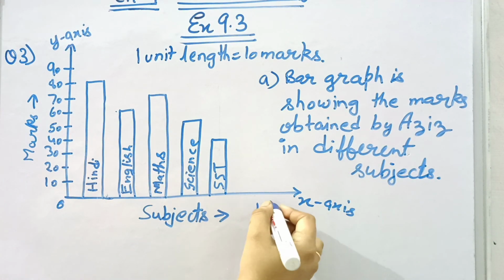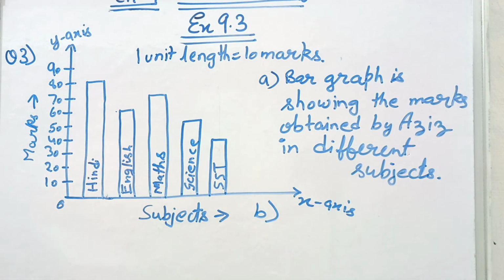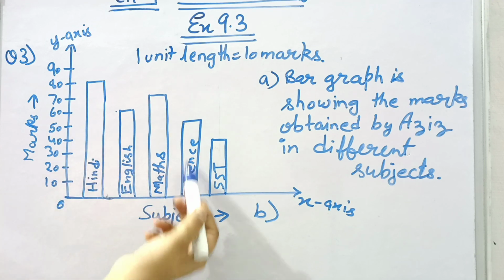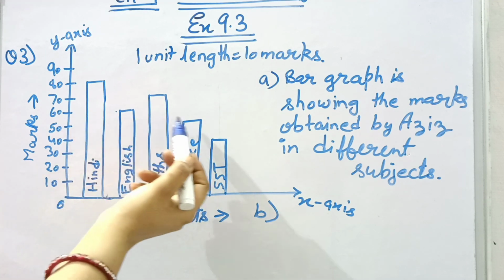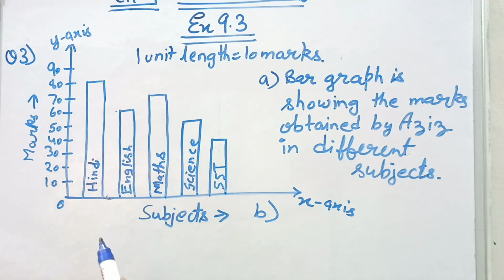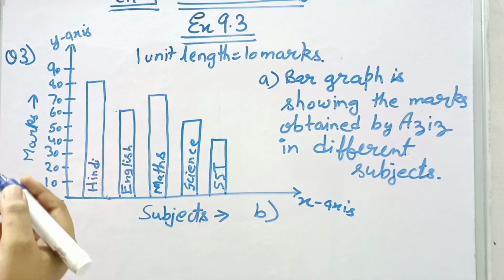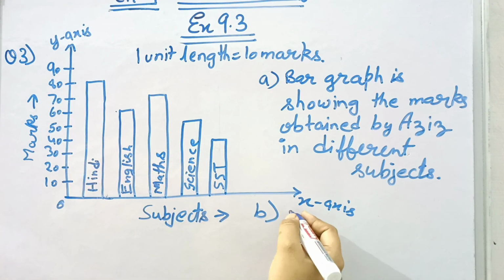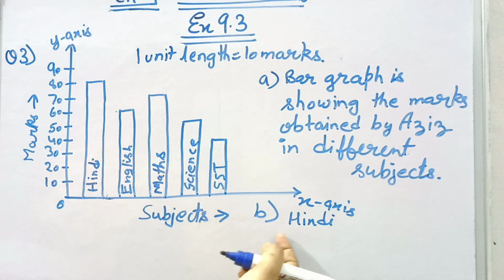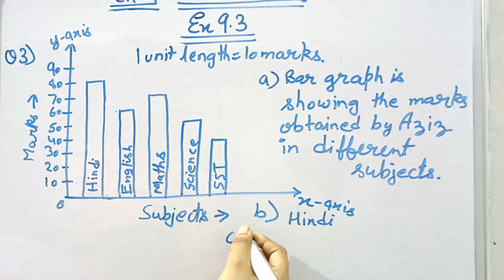Second question is, name the subject in which Aziz scored maximum marks. So we can see that in SST Aziz scored 40 marks, in science Aziz scored 50 marks, in mathematics he scored 70 marks, and in English he scored 60 marks. Then in Hindi he scored 80 marks. So which subject has the maximum marks? He scored maximum marks in Hindi. So we have to write only the name of subject, so we will write Hindi.